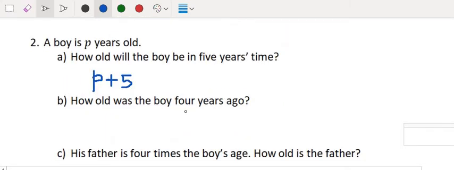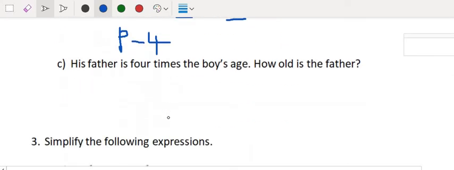How old was the boy 4 years ago? So before, for example, if a person is 50 years now, before 10 years, we have to subtract, isn't it? It will be 40 years. Like that, you have to subtract when you see the word ago. Ago means we are going back, so the age is going to reduce. So we have to subtract 4 from P. It is 4 years ago, so the answer will be P minus 4.